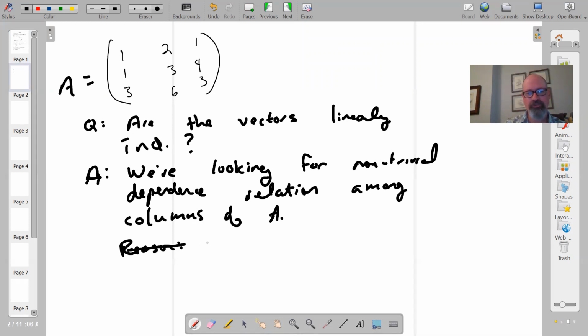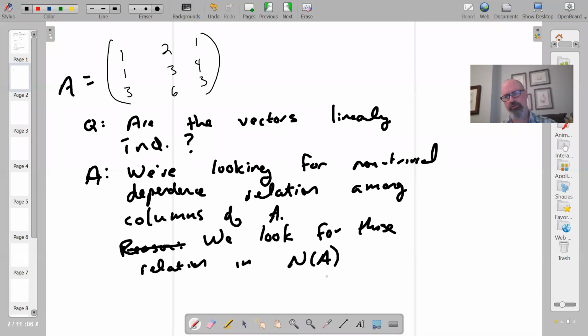So we look for those relations in the null space of the matrix A. The null space of the matrix will contain all non-trivial relations among the columns, because of what the null space actually is. What most people are saying is that they row reduce this and notice that the last row is a 0 row. That's not surprising, because the last row of the matrix is pretty clearly a scalar multiple of the first row.